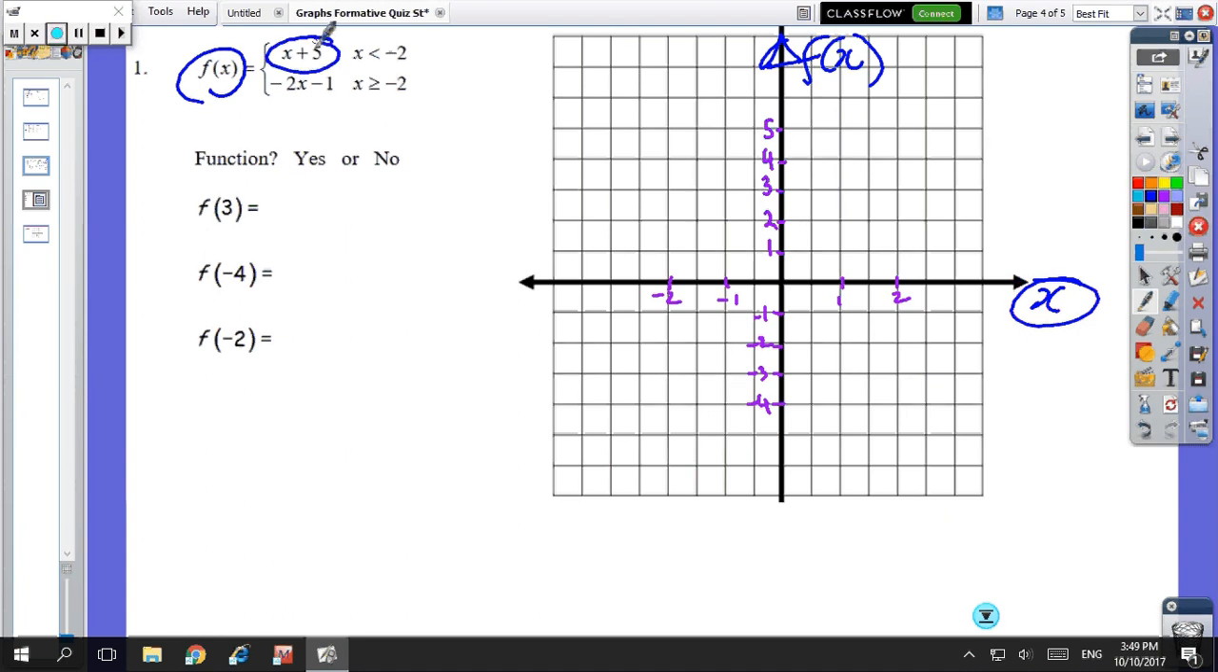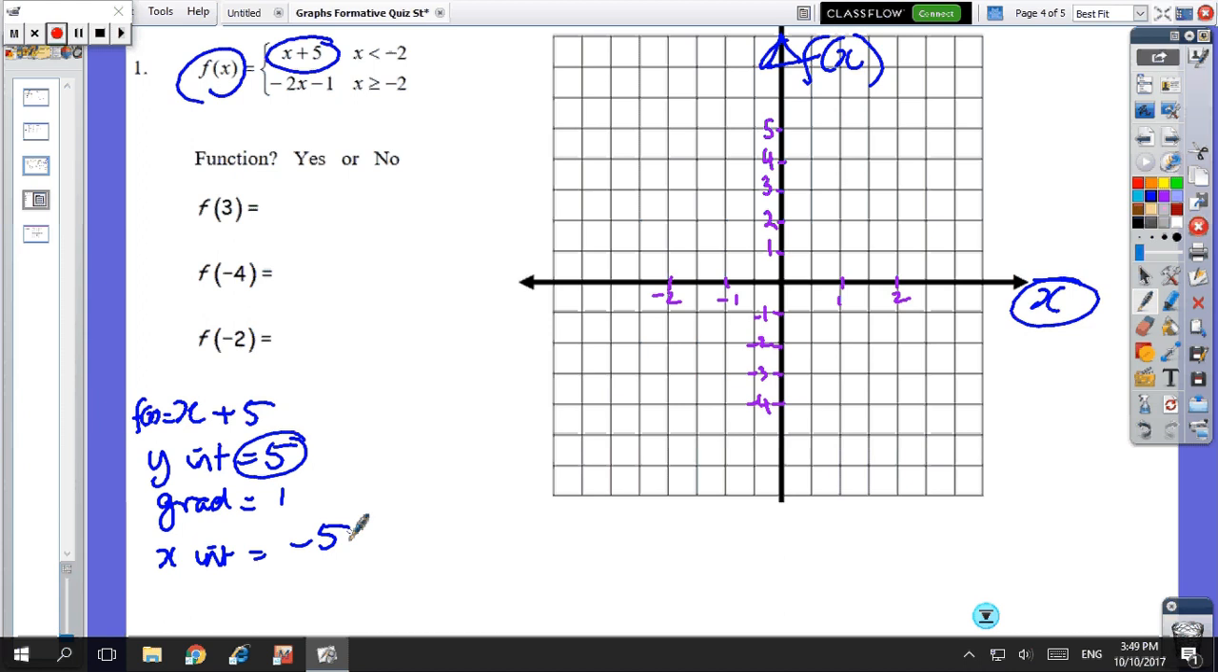So we've got f(x) equals x plus 5, so the y-intercept equals 5, the gradient equals positive 1, so the x-intercept is, you take the y-intercept, change the sign and divide by the gradient, so it's minus 5. So that's where it would be, and the y-intercept is 5.